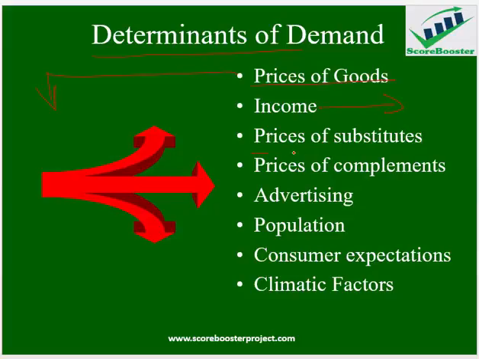Then the price of the substitute. If a substitute product has a lower price, the demand for another product will drop. If A and B are substitutes, when the price of one goes up, then the quantity demanded of the other one will go up. Then the price of the complement, the goods that go together. If you have complement goods that assist one another, and the price of the complement goods goes up, the quantity demanded will reduce.